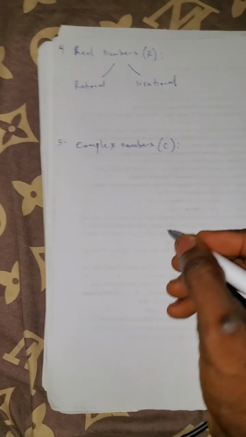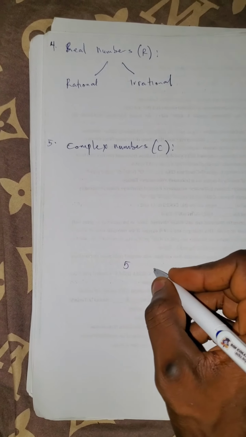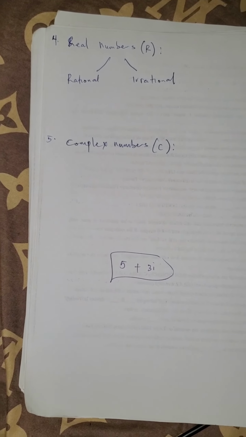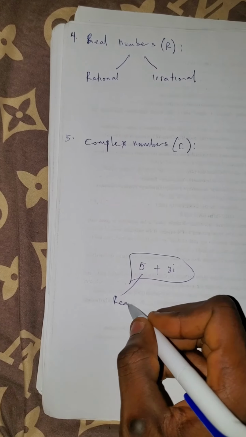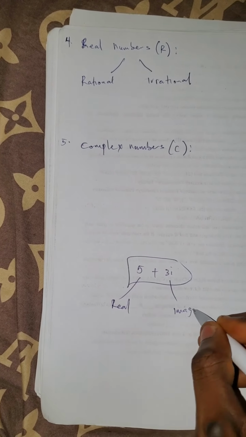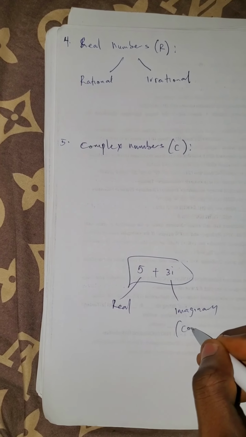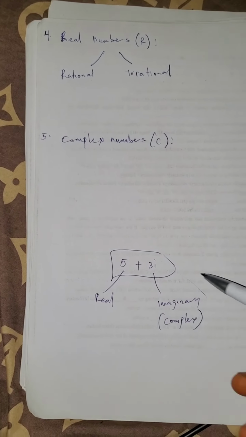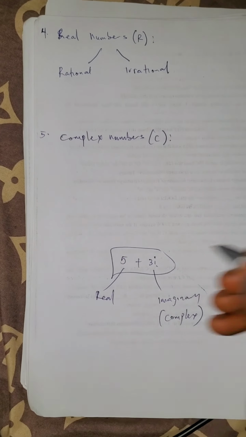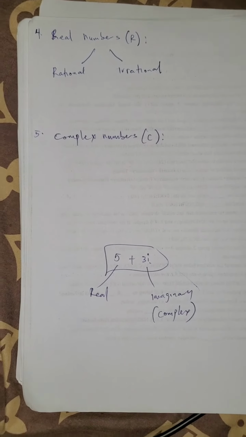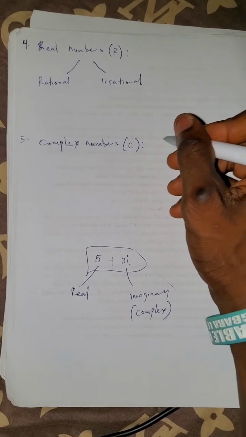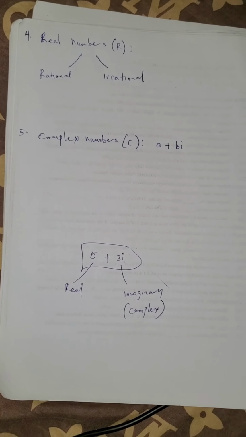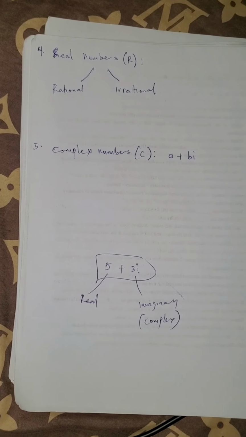But don't forget that if you see a number like this, we have 5 plus 3i. Have you seen a number like this? 5 plus 3i comprises of a real number and what we call an imaginary number. This imaginary number, we can say it is complex. Though we can say all is complex, the reason why it is complex here is because of the sign of this i. And that shows that complex numbers are the numbers in the form a plus bi. These are complex numbers, a plus bi.